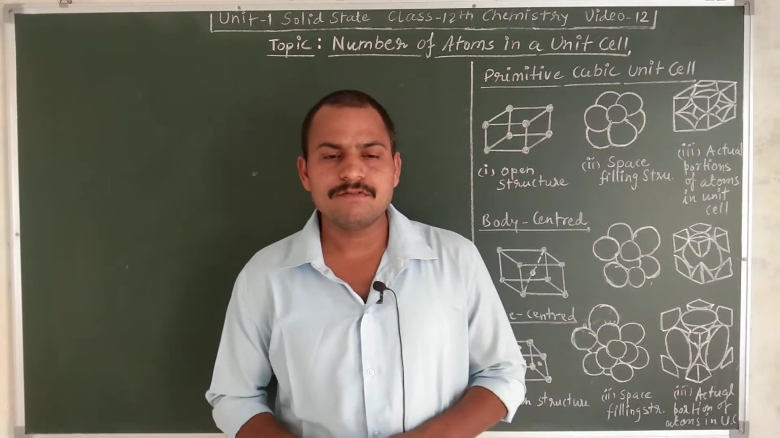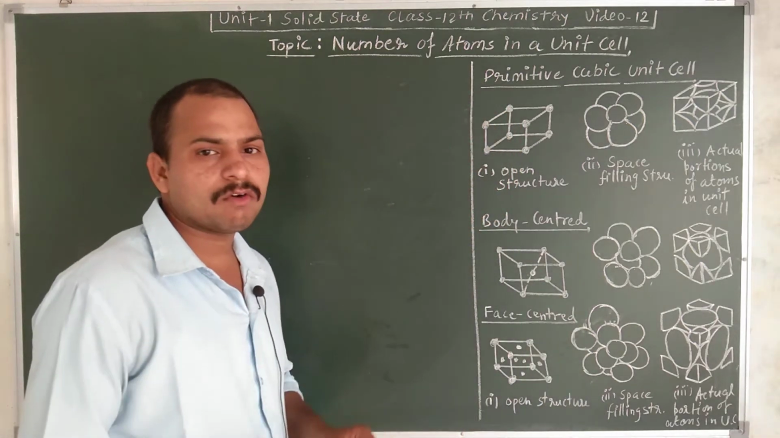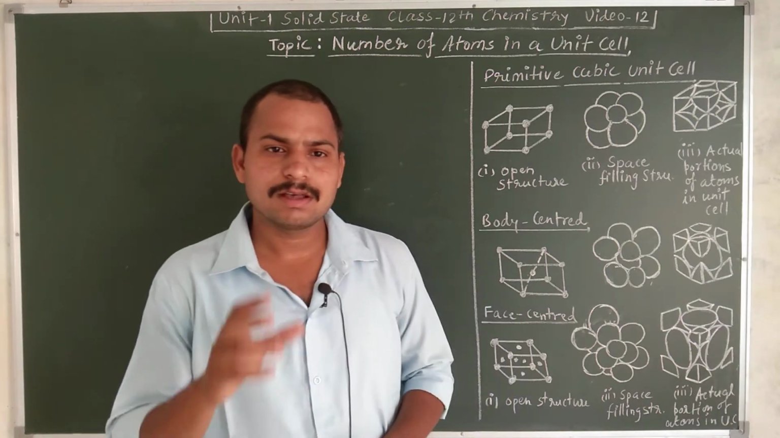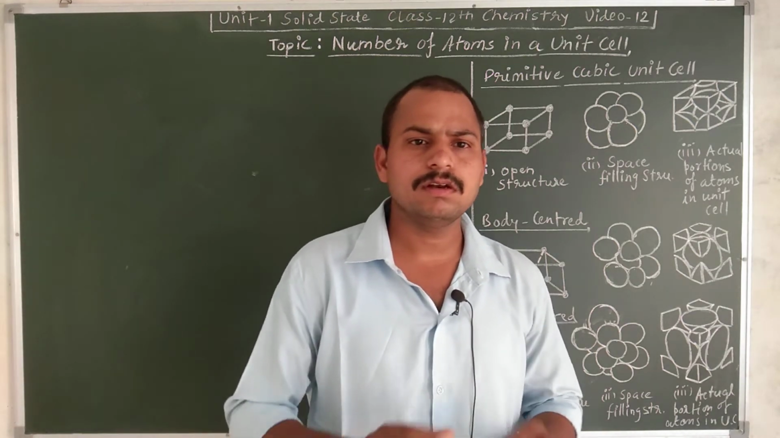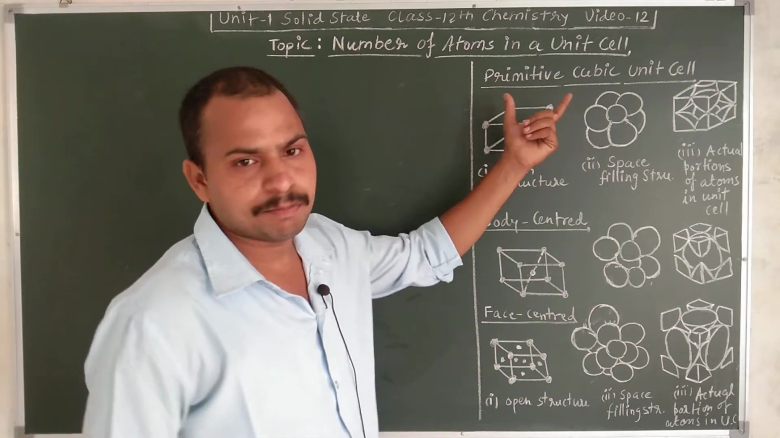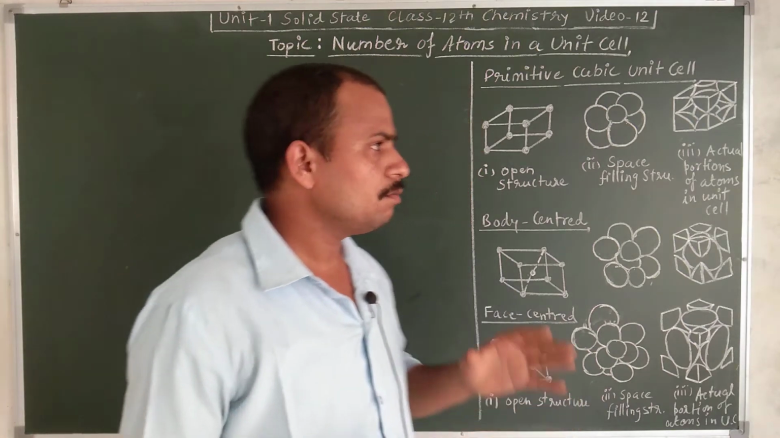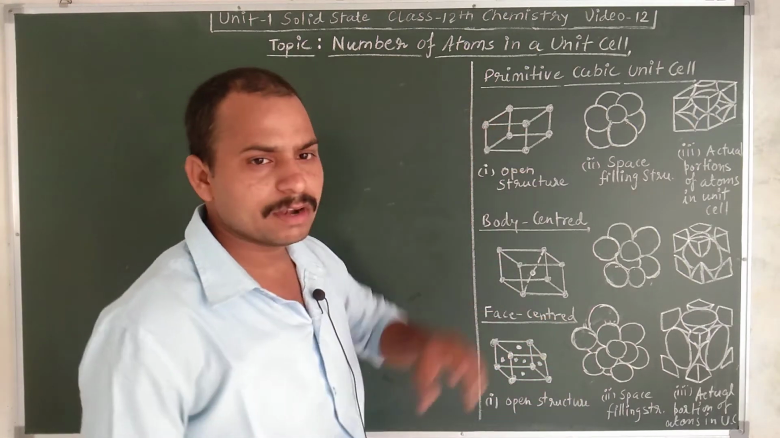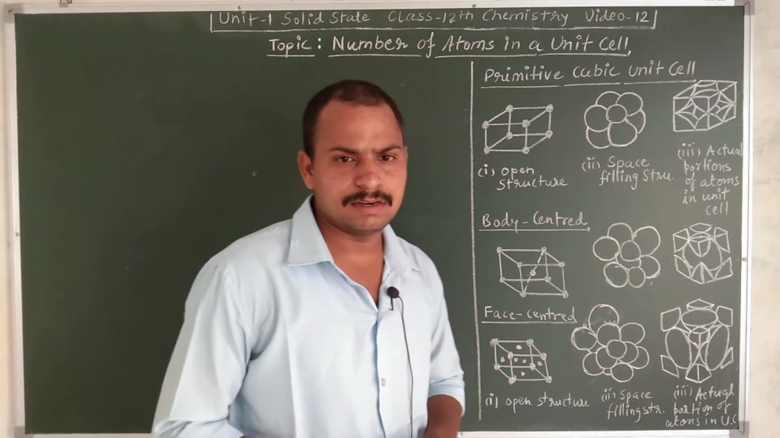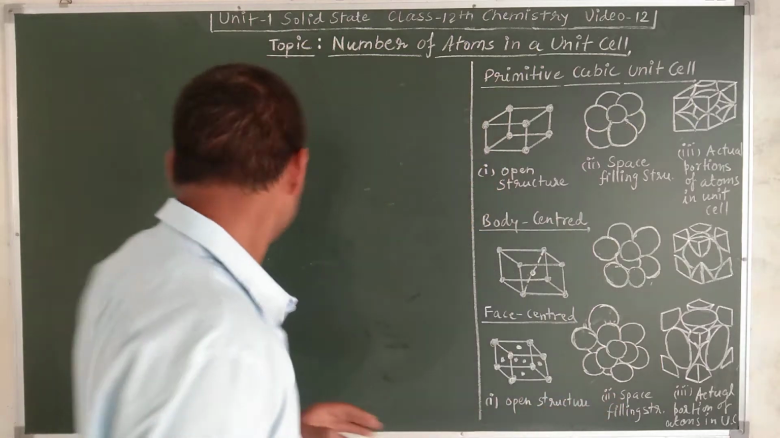Now today we will discuss the number of atoms in a unit cell. We calculate the number of atoms in a unit cell, for example a primitive unit cell. We can find out the number of atoms in primitive as well as body centered as well as face centered.